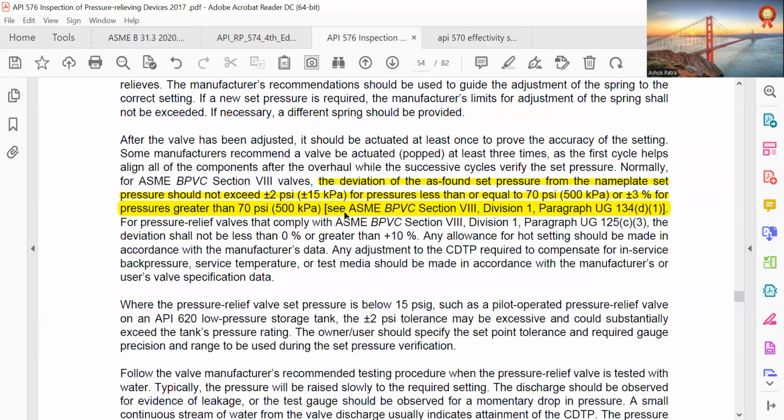Setting of valve set pressure. The deviation of as found set pressure from the nameplate set pressure should not exceed plus or minus 2 psi (plus or minus 15 kPa) for pressure less than or equal to 70 psi (500 kPa), and plus or minus 3% for pressure greater than 70 psi (500 kPa). See ASME Section 8 Division 1 Paragraph UG-134.